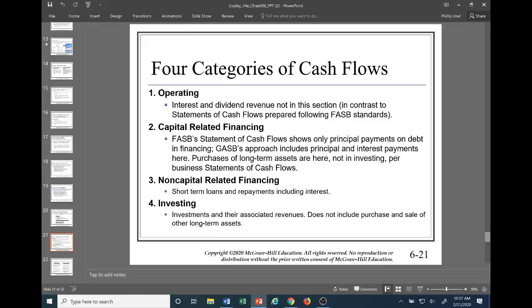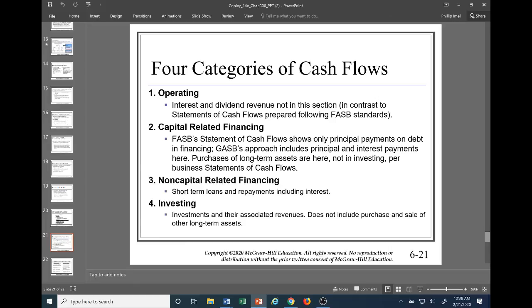Capital relating financing. FASB statement of cash flows shows only principal payments on debt in financing, right? So if you remember that, only the principal. Obviously, the interest payments and all those elements are operating. The only thing that we deal with in the financing section for the for-profit sector under FASB is the actual principal payments. That's it. Well, GASB's approach includes principal and interest payments here.